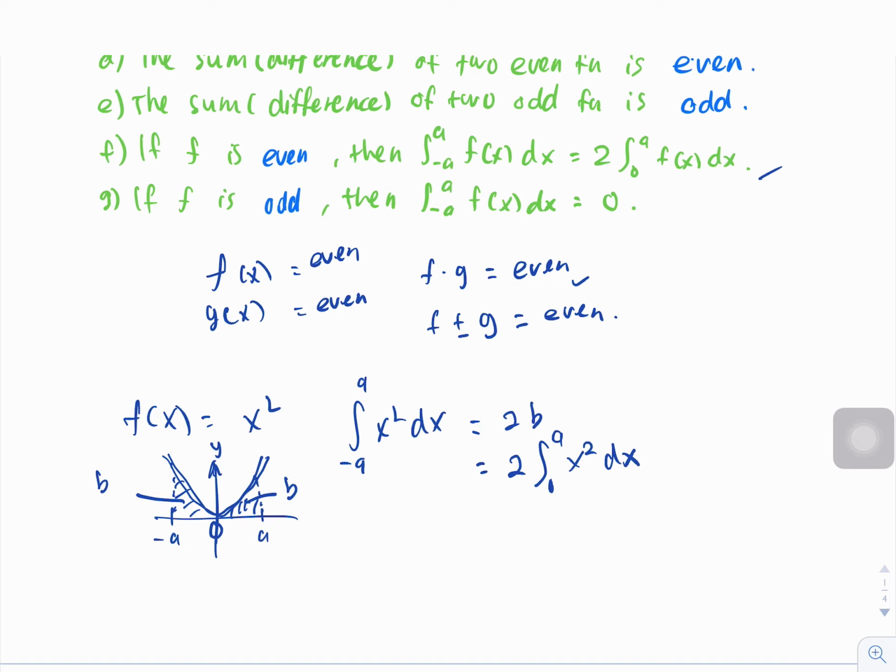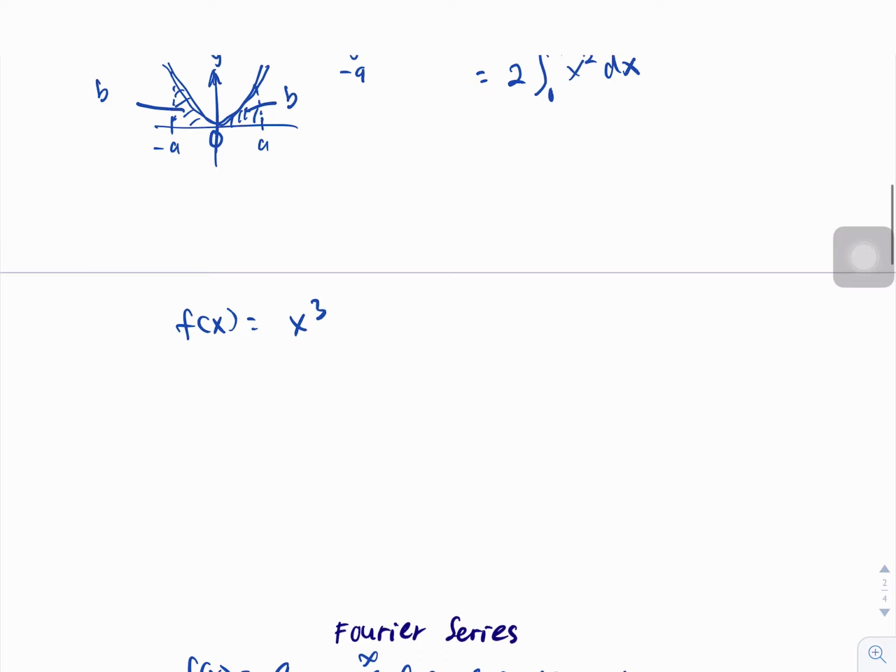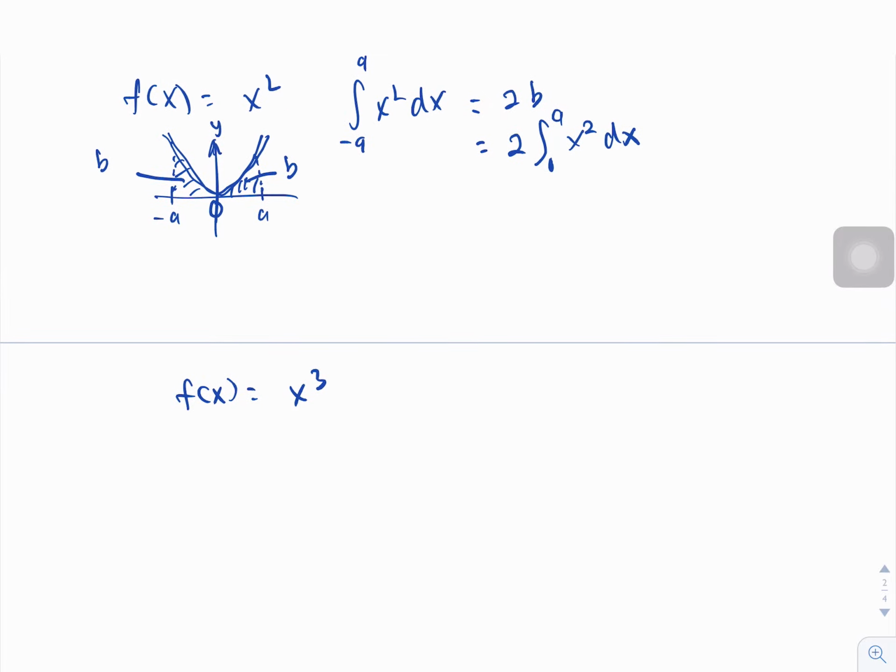And g, if f is odd, then the integration of f(x) from negative a until a equals 0. For example, f(x) is equal to x cubed. So we know that x cubed is an odd function, and the graph is something like this. It must be symmetric about the origin. So if we integrate x cubed dx from, let's say, negative a until a.